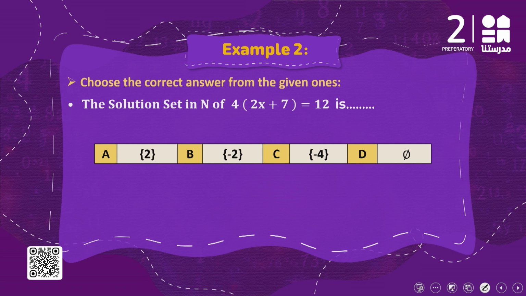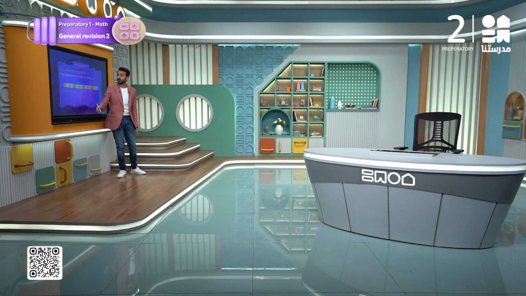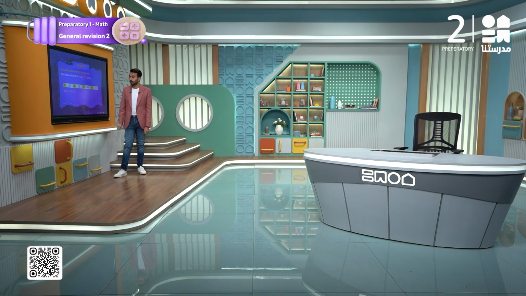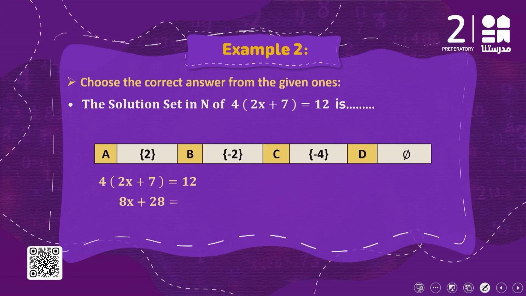The solution set in N of 4 brackets 2x plus 7 equal to 12 is... For a question like this one, you have to multiply out the 4 inside the bracket. So you have 4 times 2x, which is 8x. You have 4 times 7, which is 28. Now this is totally equal to 12.